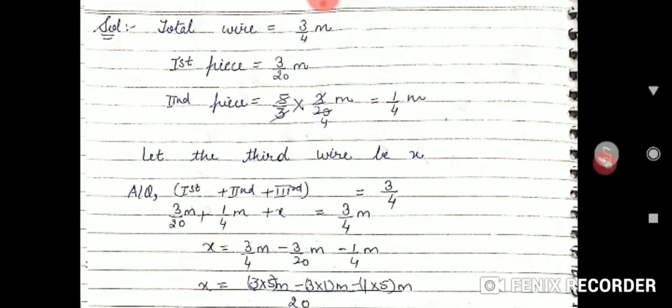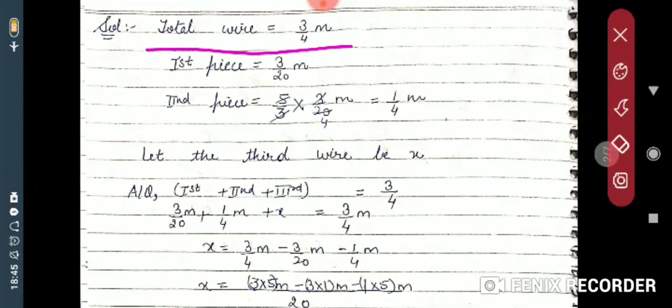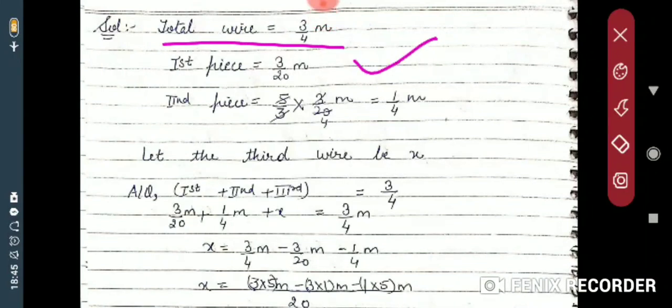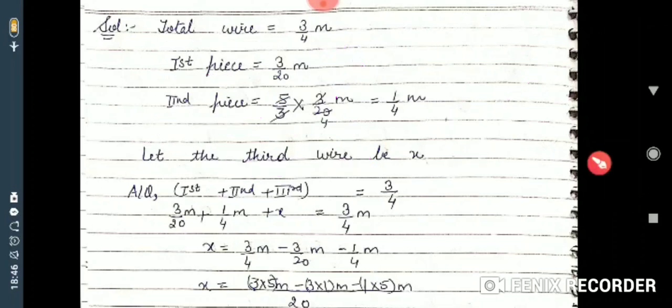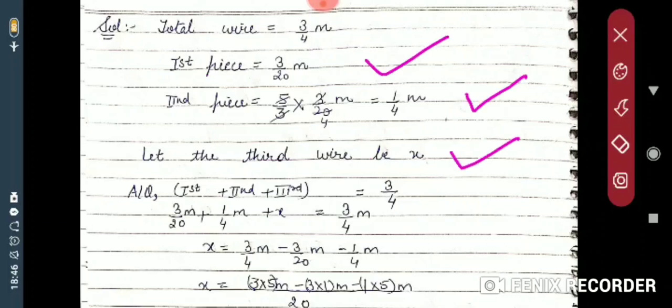So according to the question, the total wire is given, 3/4 meter. The first piece is given, 3/20 meter. The second piece was 5/3 of the first piece. And what was the first piece? 3/20. So 5 4s are 20. The 3s get cancelled. 1/4 meter. Now what is asked in the question? The length of the third wire. So let the third wire be x. If you add the first piece, second piece, and third piece, what will you get? The length of the total wire.